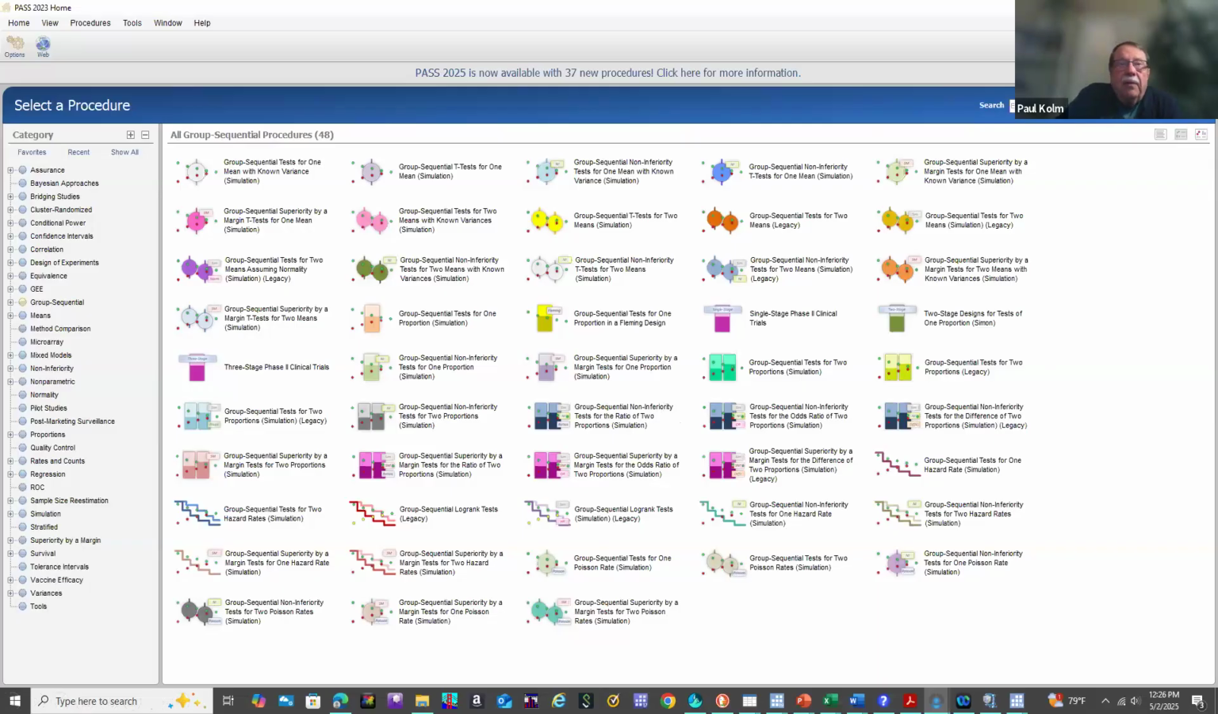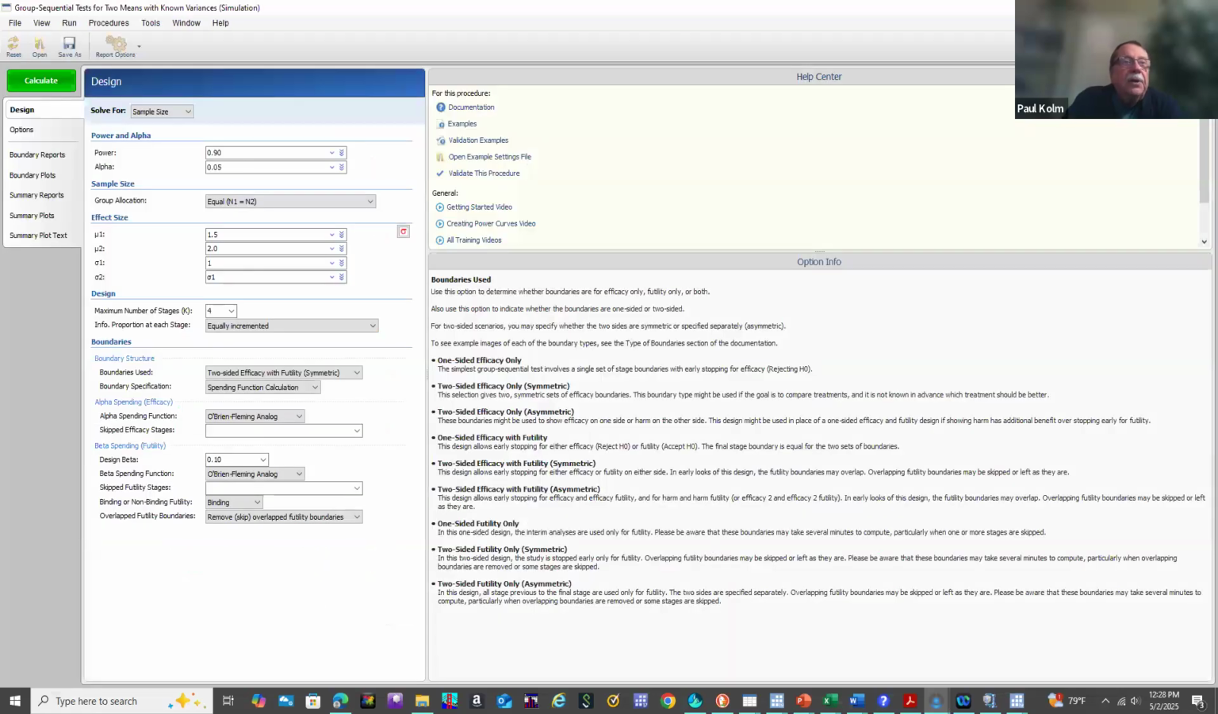And so you have a lot of different selections you can do here. The information that you have to put in is fairly straightforward. So here's an example of the one that I've already showed where we're doing efficacy and futility. My power is 0.9, the alpha error rate is 0.05, and I have a mean in one group of 1.5 and a second group of 2.0, and the standard deviation is 1.